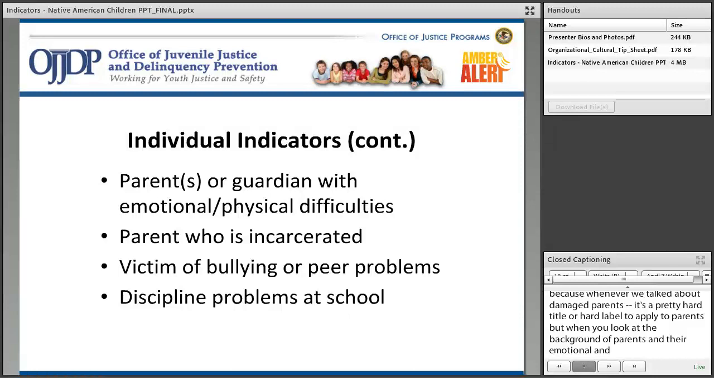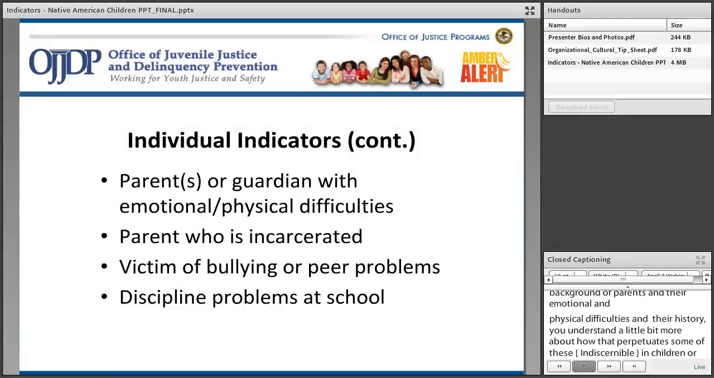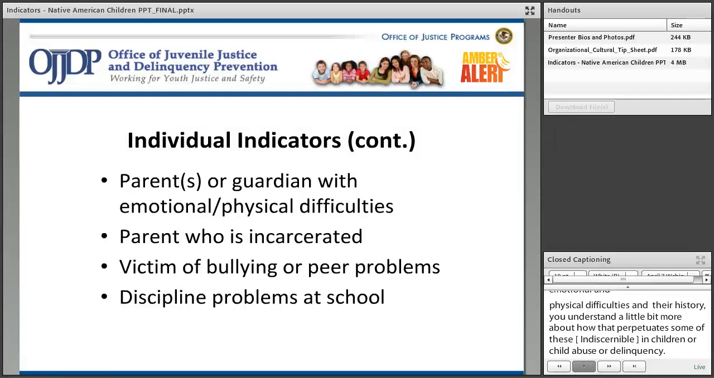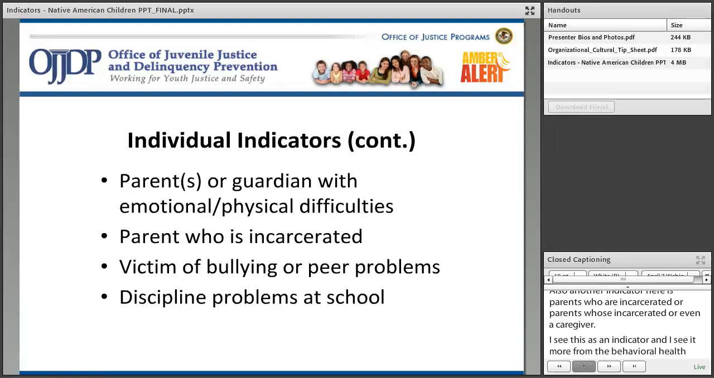So another indicator here is a parent who is incarcerated, or even a caregiver. I've seen this as an indicator from the behavioral health level: if a parent or caregiver continues to repeat a cycle that causes their incarceration, either once a year or once every 2 years or every 3 years, then that's a signal for me, in working with the family as a whole, that we need to have some open dialogue about the triggers that cause the incarceration and how incarceration is being interpreted and talked about with children.